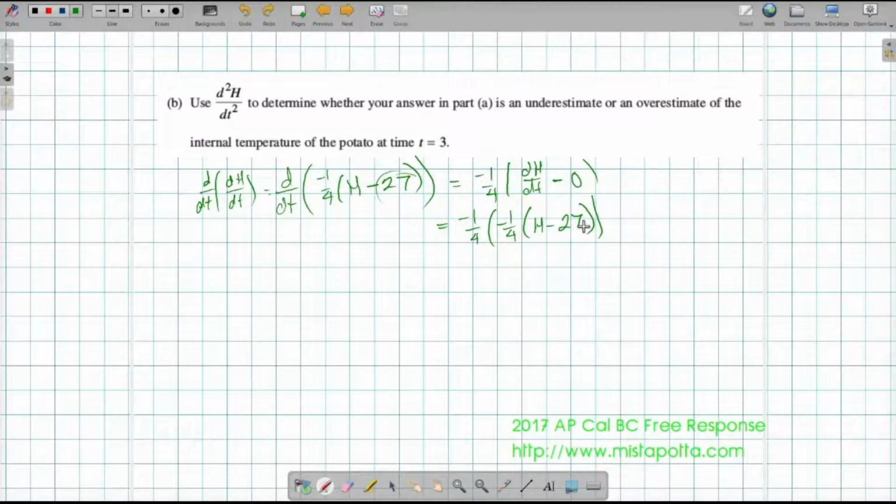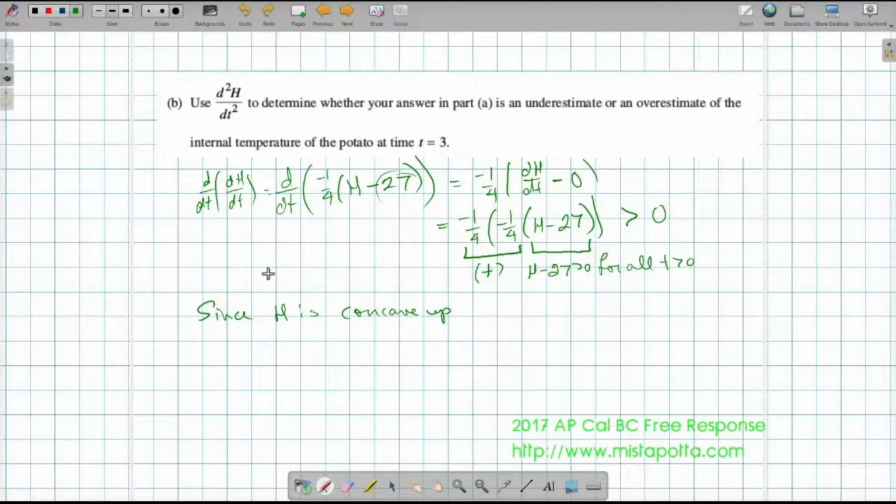Now, I look at this, and I notice that this is always going to be greater than 0 for two reasons. One, this negative times a negative is going to give me a positive. And two, I know that h is greater than 27, so h minus 27 is greater than 0 for all t greater than 0. So since h is concave up, what I'm looking at is the tangent line approximation that I had for a concave up graph means that my tangent line is going to be an overestimate.